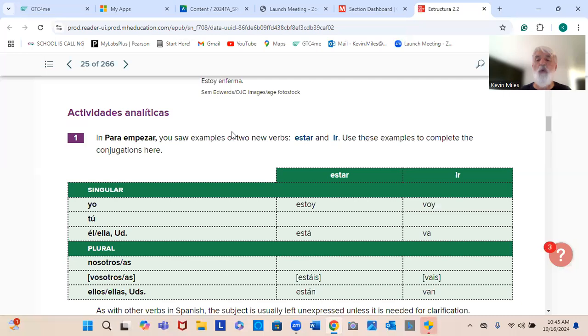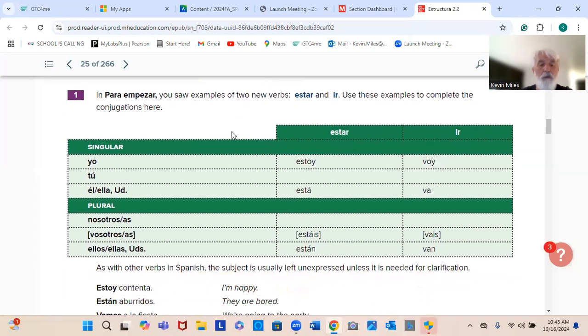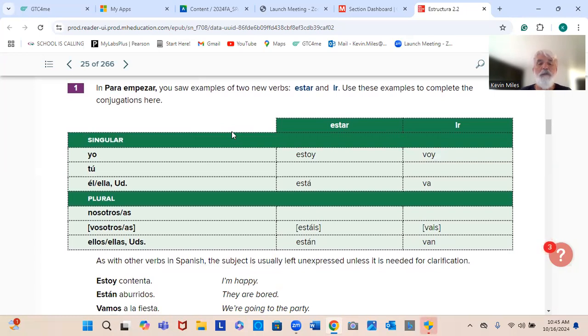It's yo estoy, and you have to memorize these. Tú estás, with an A accent. Él está, usted está. Nosotros estamos, estamos with an A accent. We don't use vosotros, as I said, we use ustedes for you all. Okay, so ustedes están. Ellos están, ellos they are.